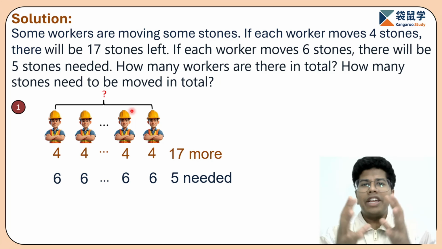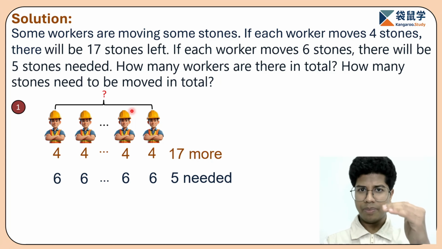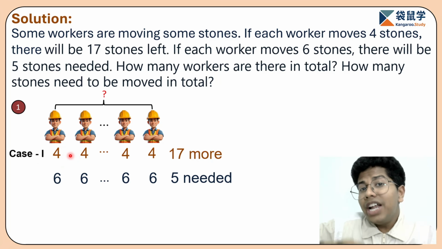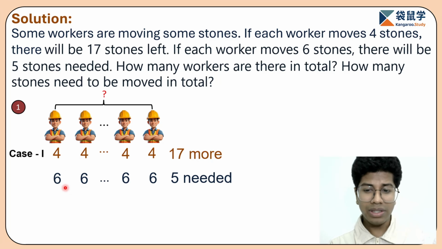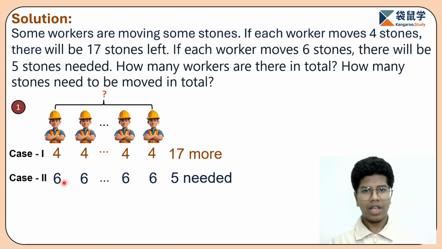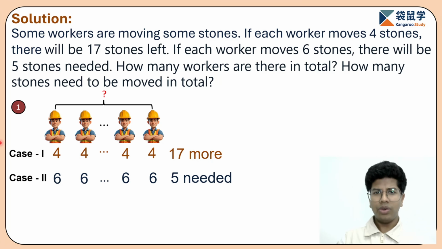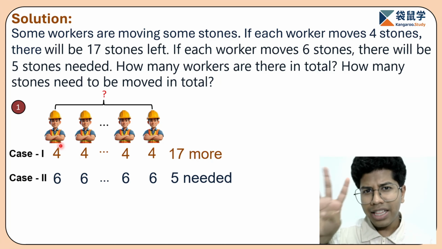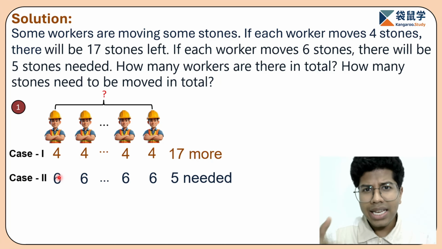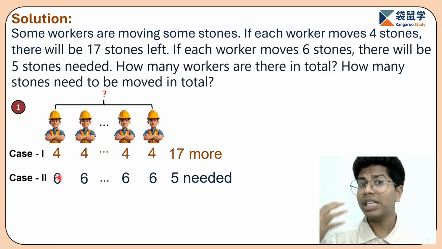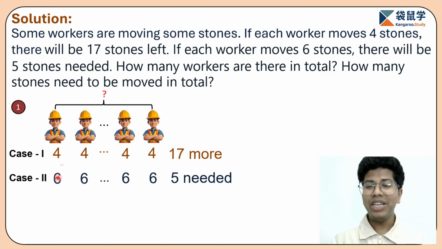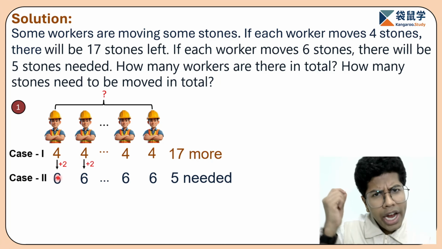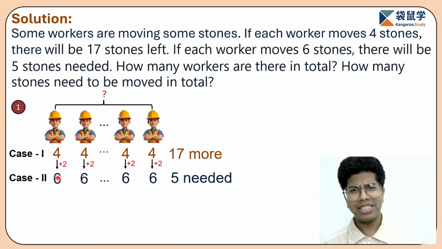Now, to differentiate between both situations, when they are distributing 4, I label it as case 1, and when they are distributing 6 stones, I label it as case 2. You can observe, in case 1 they are moving 4 stones. From case 1 to case 2, there is an increase in number. If I ask you, what is the increase? It's simply 2, that is plus 2. Second worker also, it's plus 2. In total, if you observe, all the workers get plus 2.